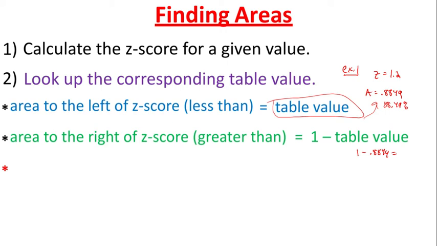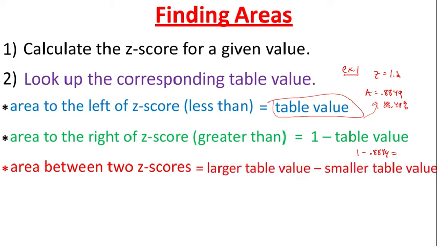And then the third scenario is if we want to find the area between two z-scores. So like between z equals 1.2 and z equals negative 0.5. Then we're just going to do the larger table value minus the smaller table value. So these are the three scenarios that we'll go through. Shouldn't be too challenging after we do lots of examples. Should be pretty straightforward.